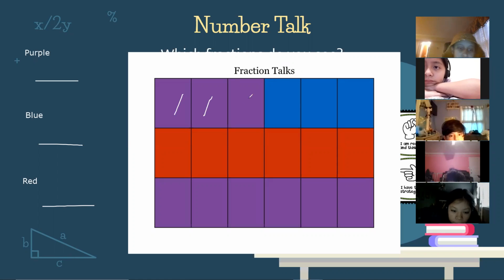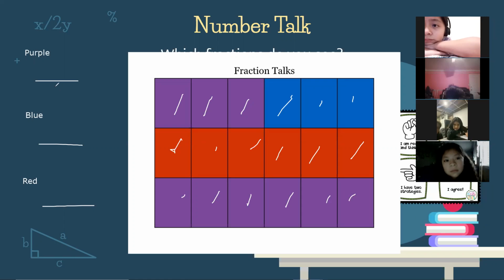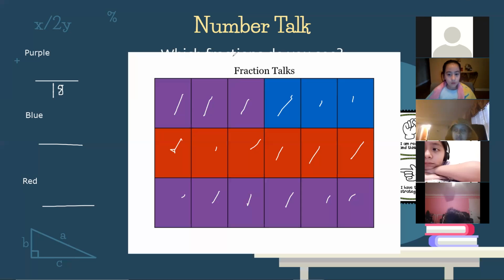1, 2, 3, 4, 5, 6, 7, 8, 9, 10, 11, 12, 13, 14, 15, 16, 17, 18. Okay, so Javier was correct. We have 18 total boxes that our whole rectangle has been cut into. So how many of those boxes are purple? What part of it is purple? What'd you say, Aisha? 9.